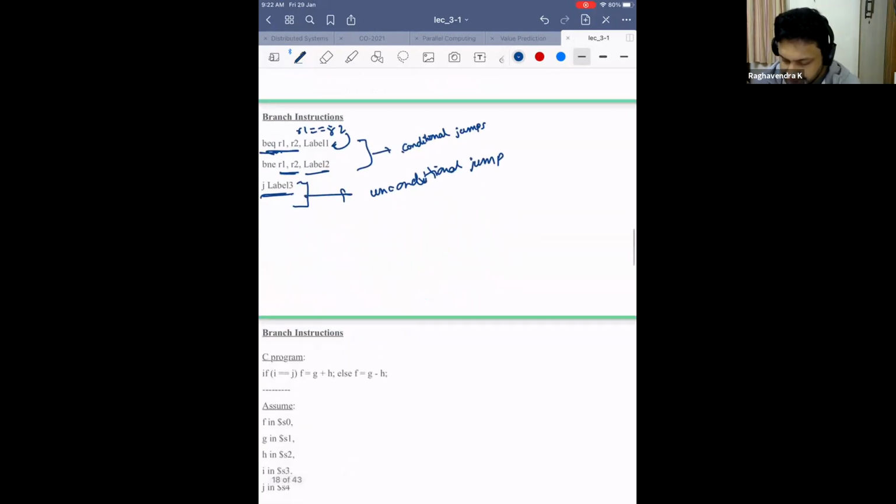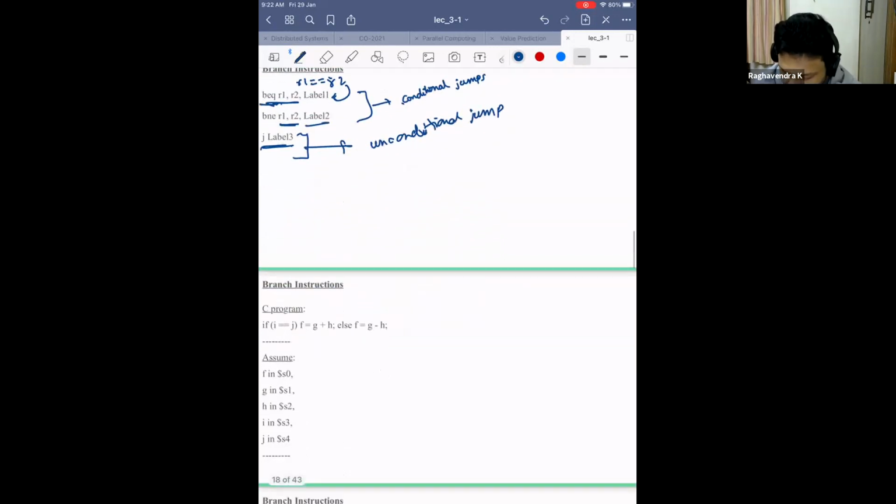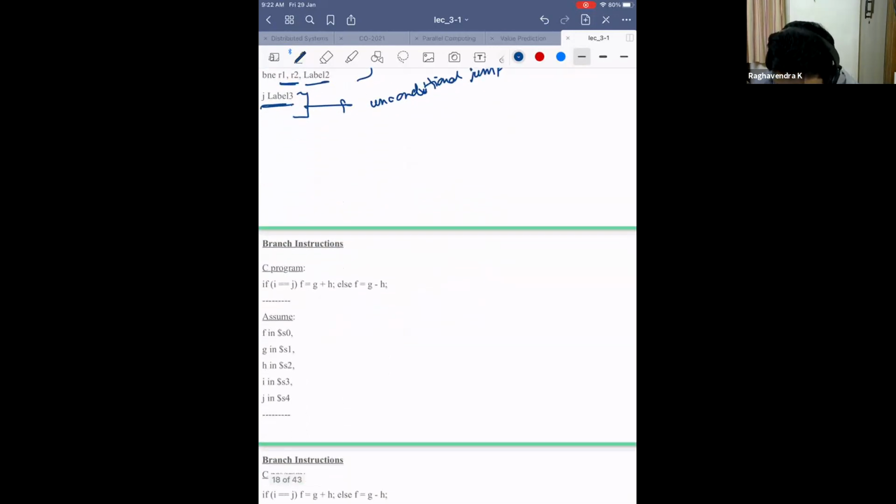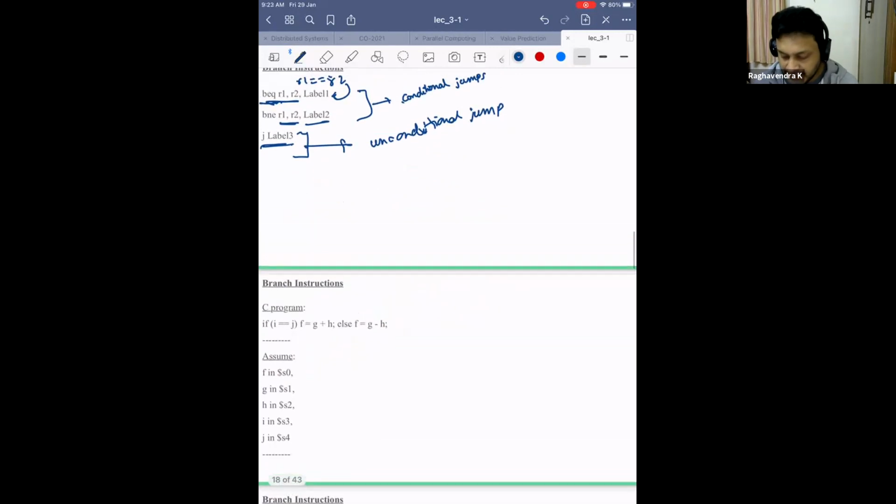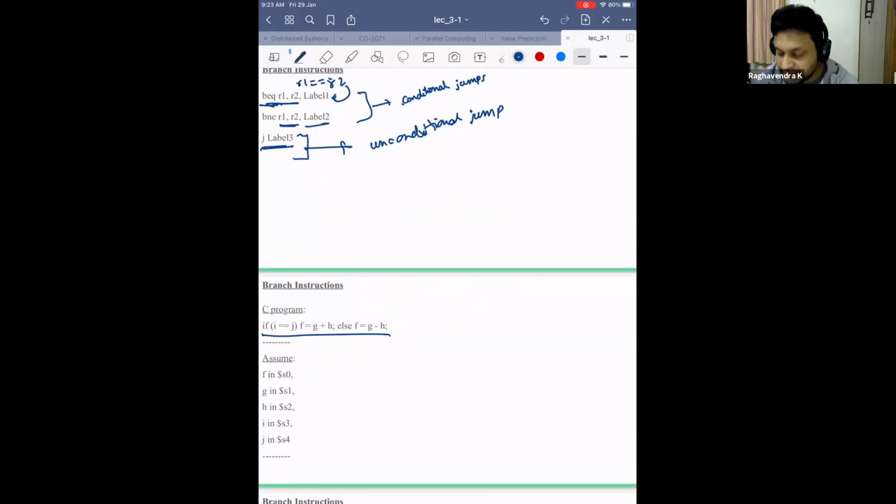So let's say this is the program. Let's say I want to execute this if-else statement. If I is equal to J, then I want to do F is equal to G plus H. Or else I want to do F is equal to G minus H. And I assume that F is in S0, G is in S1, H is in S2, I is in S3, and J is in S4. Will you be able to write an assembly program for this? So can you guys try?